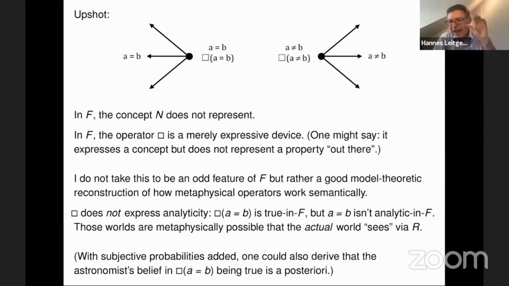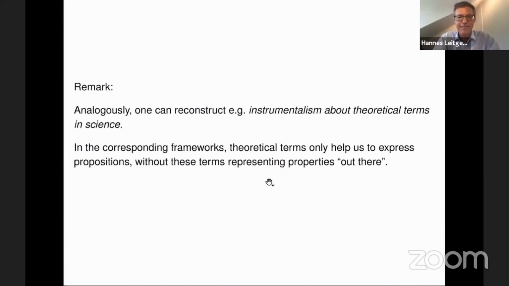I could even wrap up the Kripkean thought if I now added subjective probabilities for degrees of belief. You can also derive that the astronomers' belief in the necessity of the identity of the morning star and the evening star is a posteriori rather than a priori. So you get a necessity that's not analytic, and it's a posteriori. You can get all of that in that framework. If you're interested to see how that goes, ask me later. I can show you in the Q&A, but I don't do that here. So you can reconstruct all the Kripkean verdicts. That's my point here in naming a necessity.